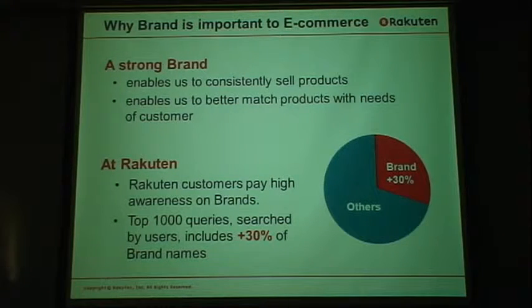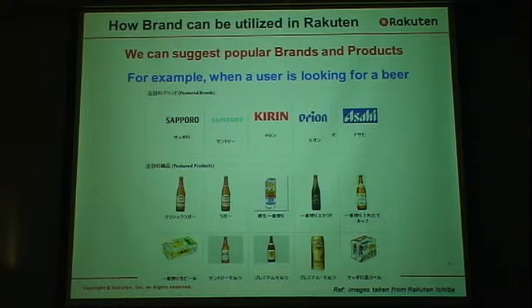And relating to this, at Rakuten, we know that Rakuten customers pay high attention to brand, by the fact that the top 1,000 queries searched by users include over 30% brand names. So based on that knowledge, I will show you two proposals for how we can use brand in Rakuten to match product with needs of users.